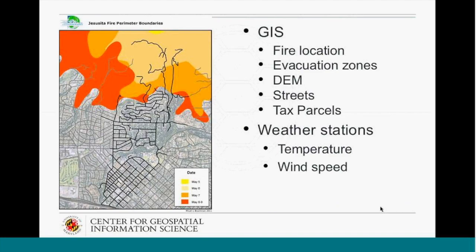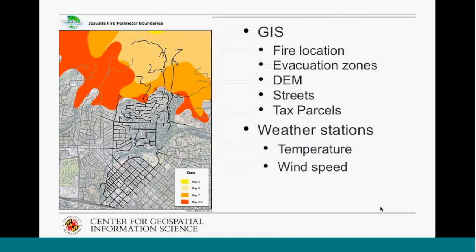Tax parcels, really cool piece of GIS data you can find for pretty much any decent-sized town or city in the U.S. Where you can see where each individual property line is and also get some basic information about the owners of that property.